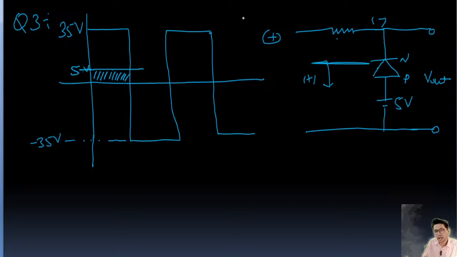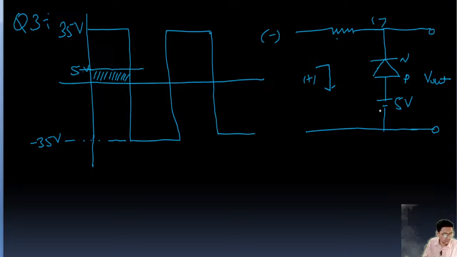If you talk about the second, negative half cycle, you can see this is negative, this is negative, which means this is going to be forward bias. Forward bias means this diode is going to work as a short circuited wire. So this will be a short circuited wire, and the voltage at this point is going to be 5 volt, right?